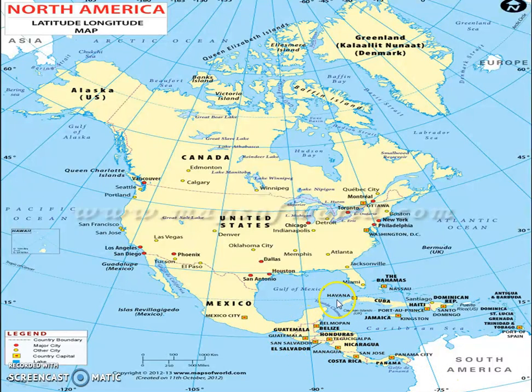So that's everything regarding that. Then I can see Tropic of Cancer. Yes, how can we forget this thing? Tropic of Cancer is passing right on the northern side of, I'm not sure, I cannot locate exactly here, but yes, Cuba is below Tropic of Cancer.